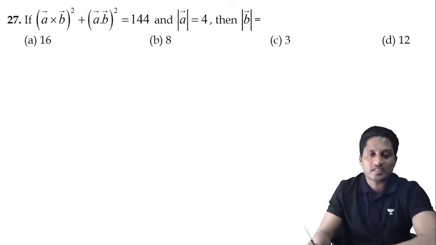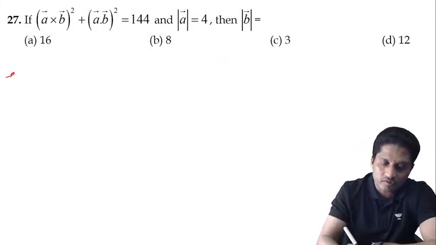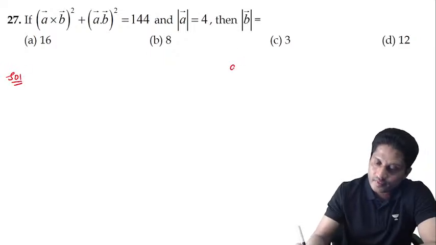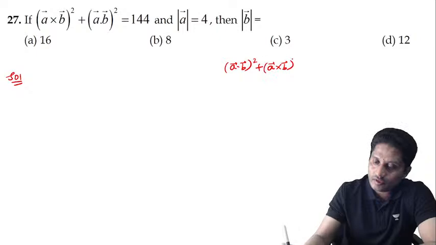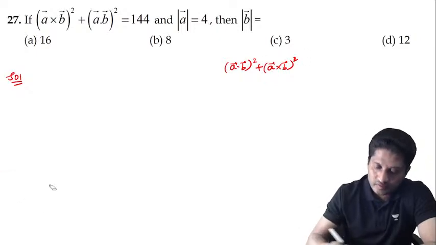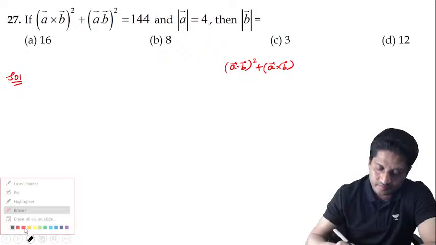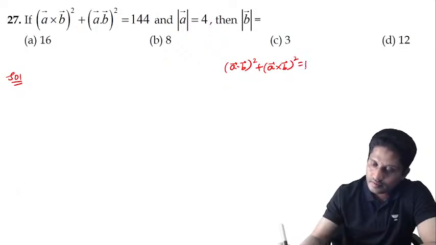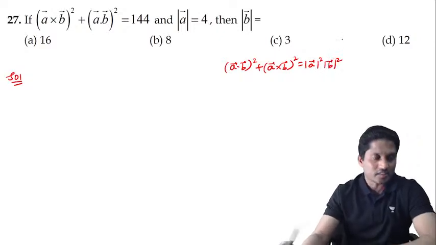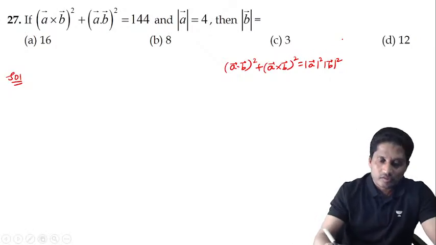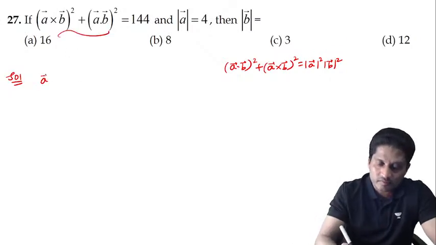See, this is actually Lagrange's identity. Dot the whole square plus cross the whole square is equal to mod A square into mod B square. That's actually called Lagrange's identity. So dot the whole square plus cross the whole square is mod A square into mod B square, which is equal to 144.